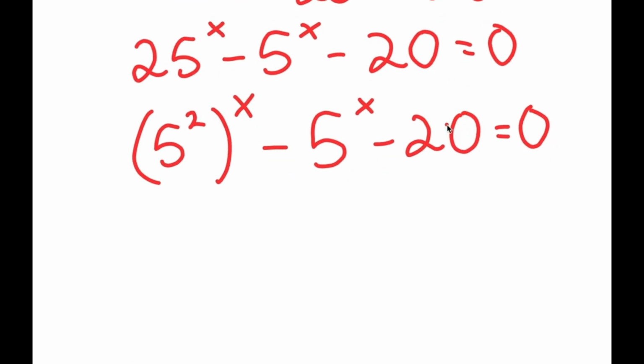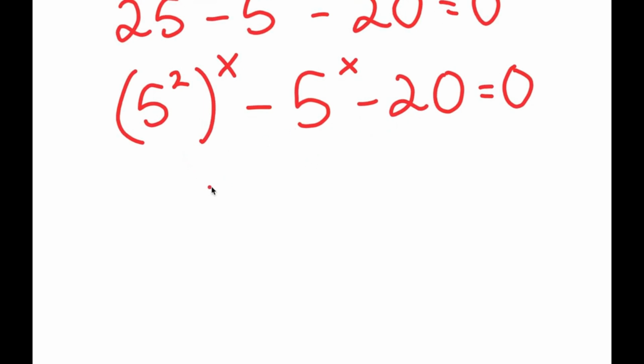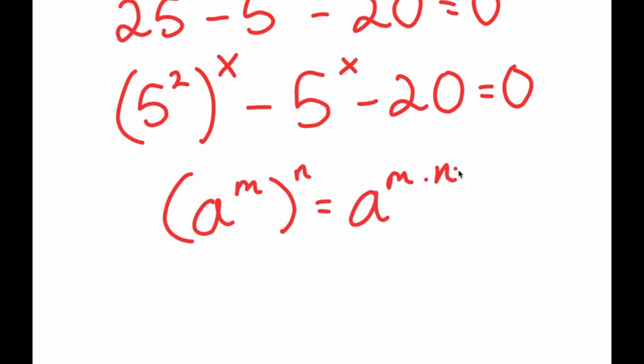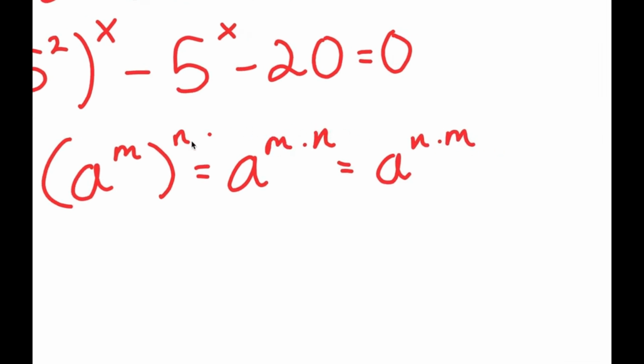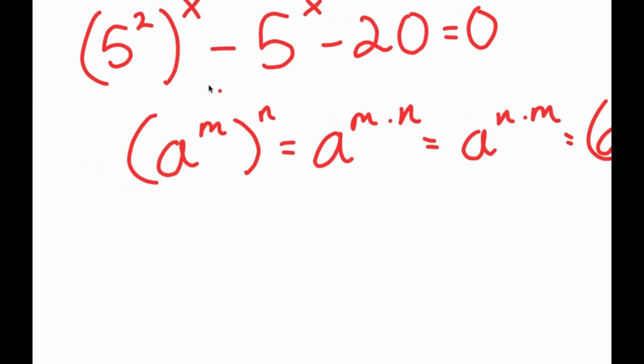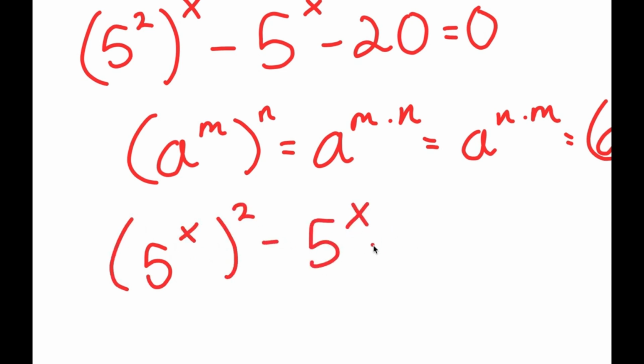Now from here, if I have something in the form a to the power of m to the power of n, this is the same thing as a to the power of m times n. And a to the power of m times n, I can rewrite as a to the power of n times m. So if a to the power of m times n is equal to a to the power of m to the power of n, then a to the power of n times m should equal a to the power of n to the power of m. So 5 to the power of 2 to the power of x is going to equal 5 to the power of x to the power of 2. Now I have this minus 5 to the power of x minus 20 is equal to 0.